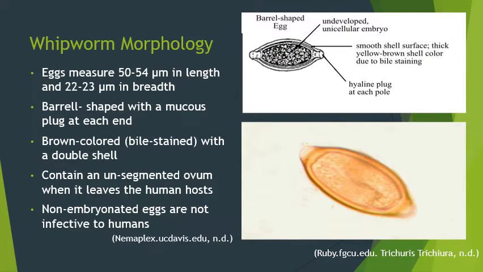Eggs measure 50 to 54 micrometers in length and 22 to 23 in breadth. They are barrel-shaped with a mucus plug on each end. They're brown-colored from the bile with a double shell.